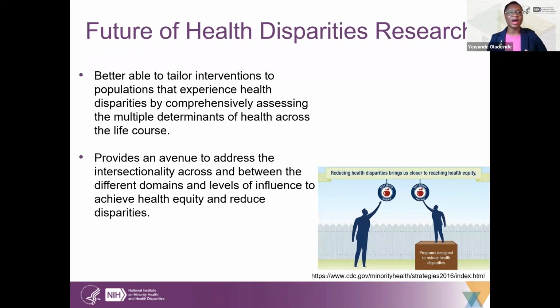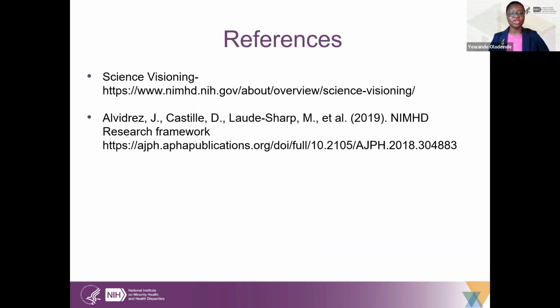Another way the framework contributes to the future of health disparities research is that it provides an avenue to address the intersectionality across and between the different domains and levels of influence to achieve health equity and also to reduce health disparities. These are some of the references used for the work.